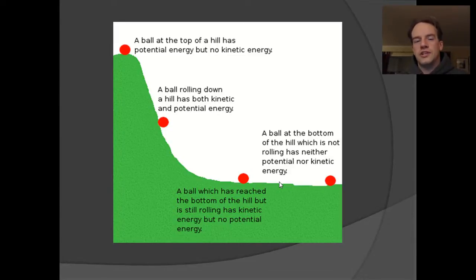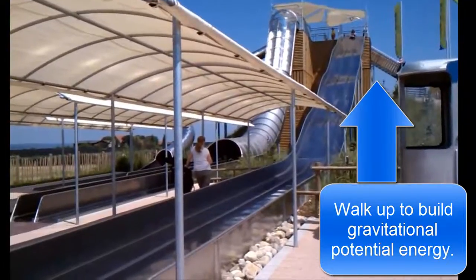So energy doesn't just stay in one state. It can move, right? We have energy changing from one form to another. And this is something we need to get used to thinking about, that energy changes form. In this case, it's going from potential to kinetic.